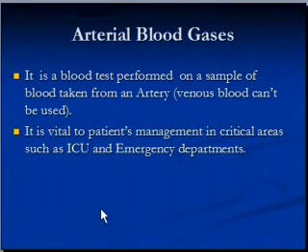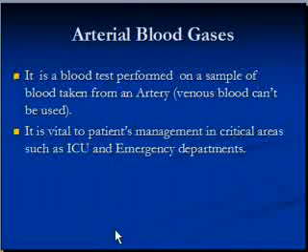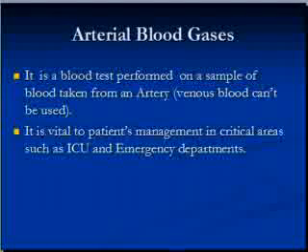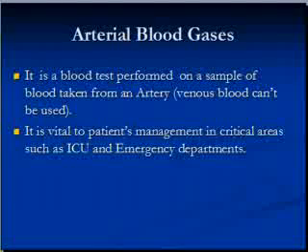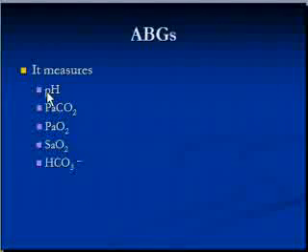Hello once again. Today's topic, arterial blood gases. It is a blood test performed on a sample of blood taken from an artery. Venous blood cannot be used. It is vital to patients' management in critical areas such as ICU and emergency departments. It measures pH, partial pressure of carbon dioxide, partial pressure of oxygen, oxygen saturation, and bicarbonates.